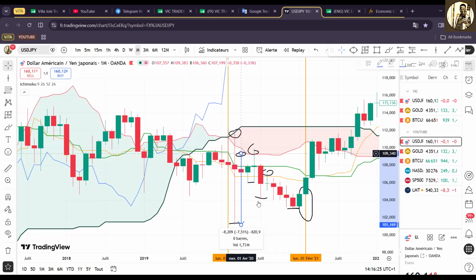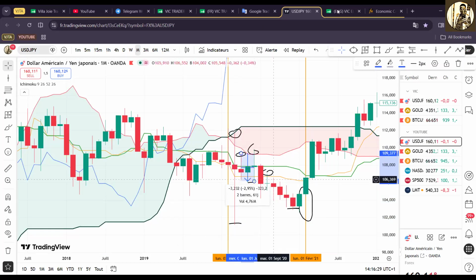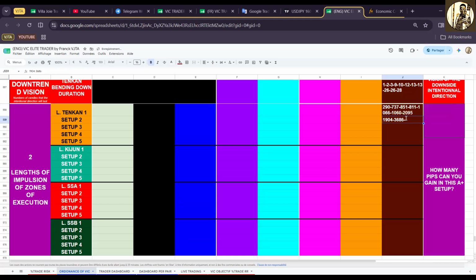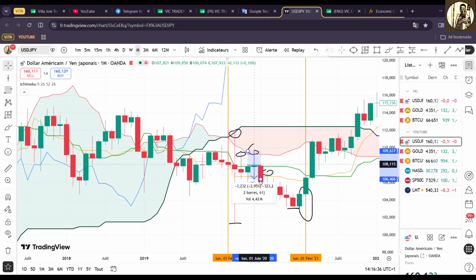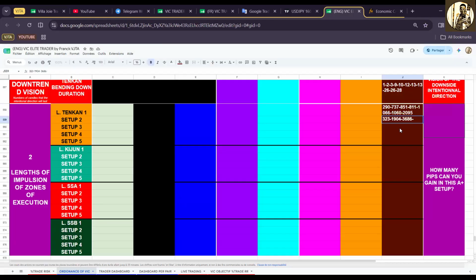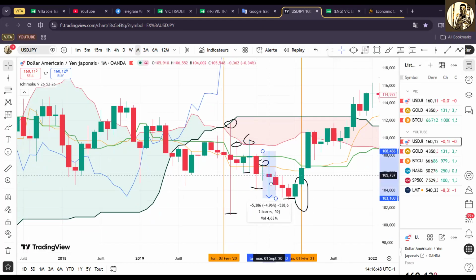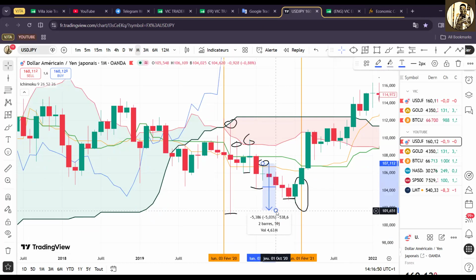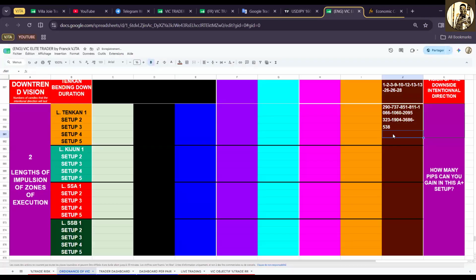Then we have this one instead, 323 pips. Then we have this other one, 586, 538. Then we have this other one, 408.